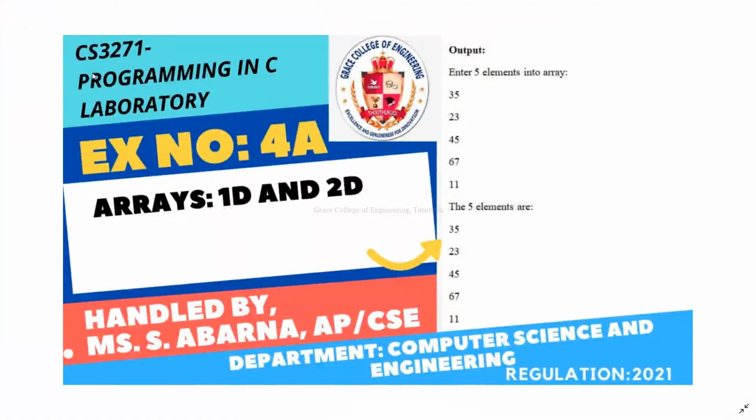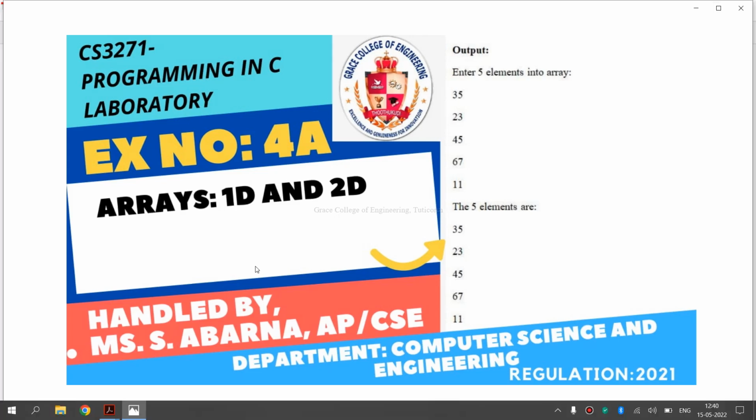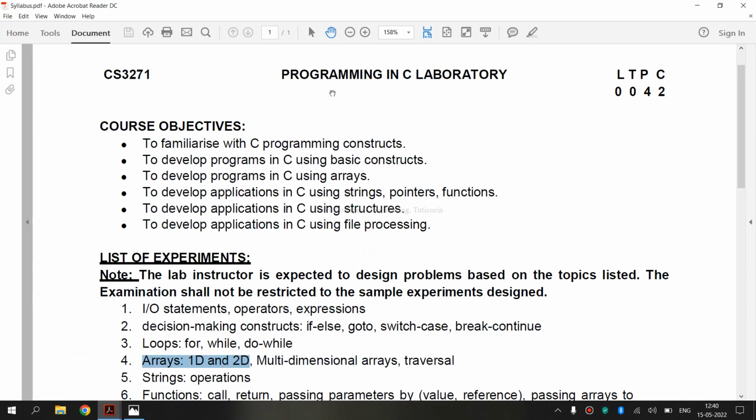In this video, we are going to discuss CS3271 Programming in C Laboratory, exercise number 4a, arrays 1D and 2D. Now we are going to see the syllabus for the regulation 2021. This is the syllabus, and we are going to see the 4th A exercise, that is arrays 1D and 2D.